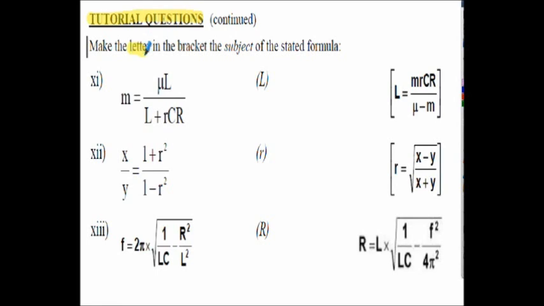Again, we're asked to make the letter in the bracket the subject of the stated formula. In question 11, we're given the equation m is equal to mu multiplied by L, mu being a Greek symbol, divided by L plus little r multiplied by C multiplied by big R. We've got to make L the subject of the equation. At the moment, m is the subject of the equation. Be careful here. Notice that the L occurs in two places.